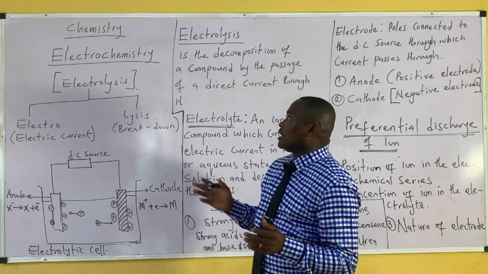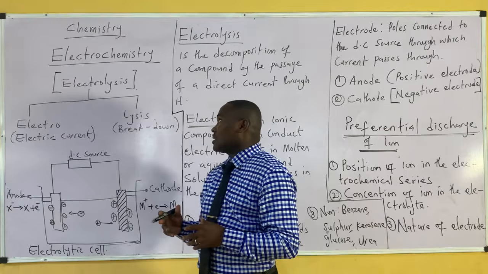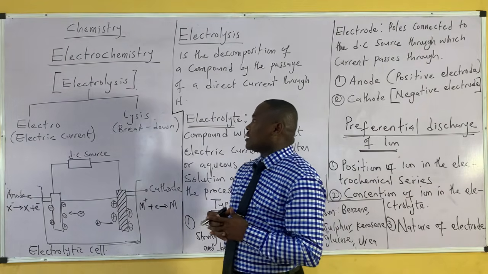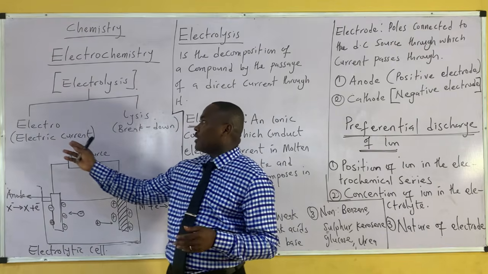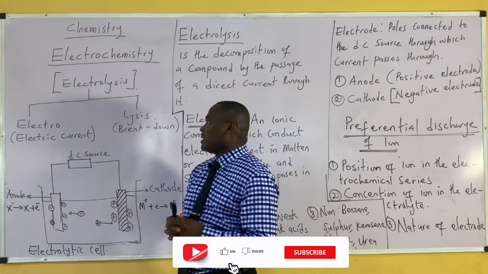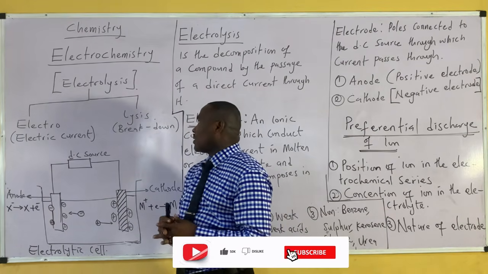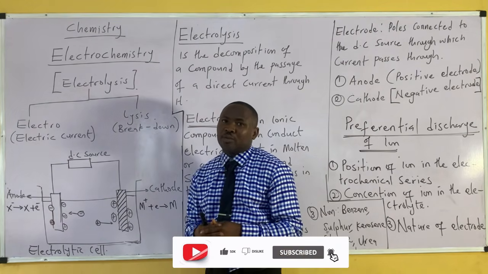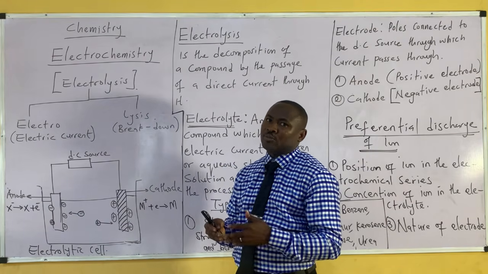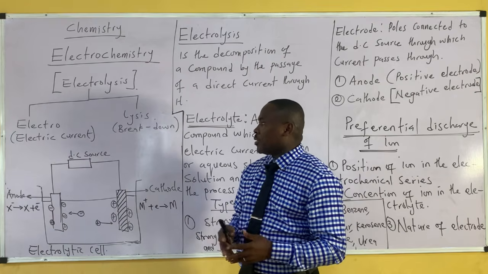Today we'll be looking at electrochemistry and we'll be starting with electrolysis. Now, if you look at the word electrolysis, it's broken down into two. We have electro, which is gotten from the word electric current, and we have lysis, which means to break down. So it means it is electric current that is breaking down the compound.